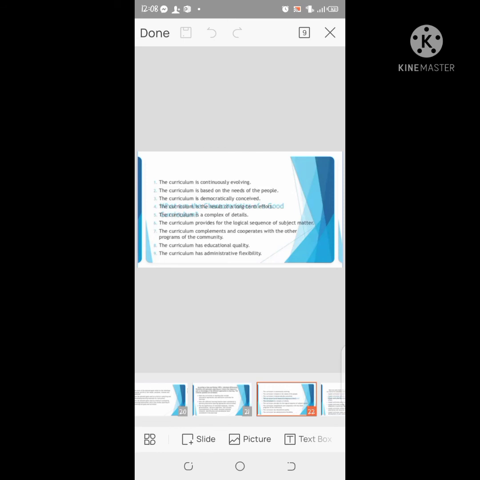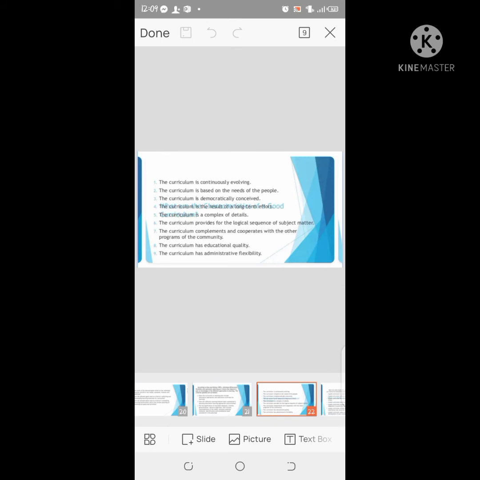So, those are the following characteristics of curriculum. First, the curriculum is continuously evolving. Then, next, the curriculum is based on the needs of the people. So, it is true that curriculum is based on the needs of the people. Next, we have the curriculum is democratically conceived. So, it is true that curriculum is democratic because it is not only used by the students, but also by the teachers.